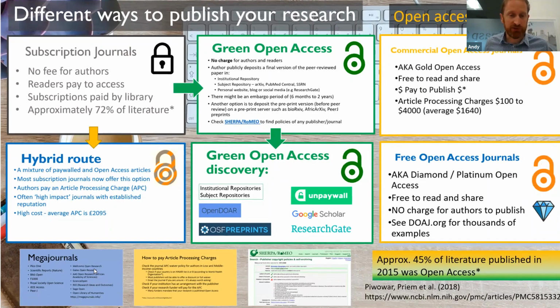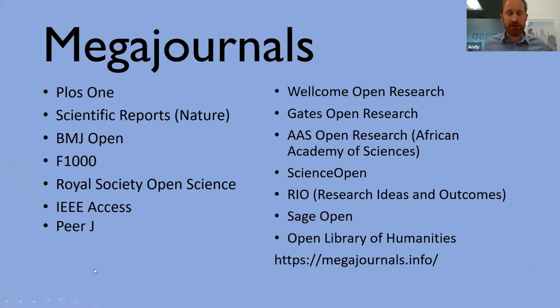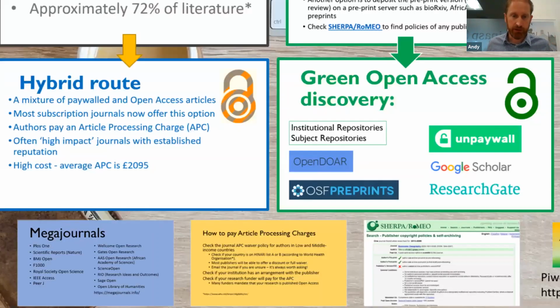I'll also mention these things called mega journals. These are very large open access journals which publish a huge quantity of papers, and they use some quite innovative techniques and platforms. And you can find much more about them at a website called megajournals.info. They do normally charge a fee, but they're quite broad, multidisciplinary platforms.